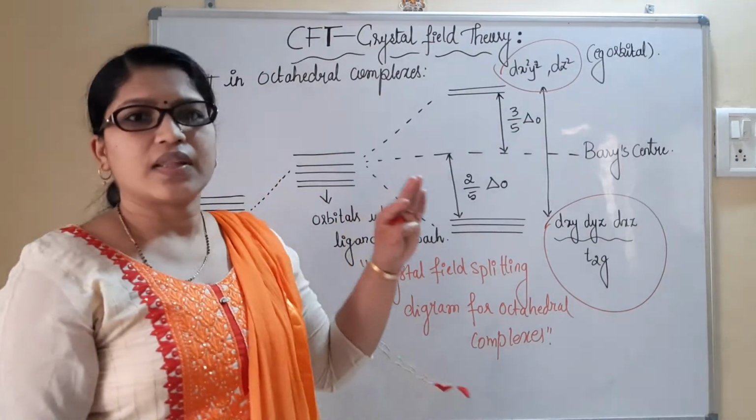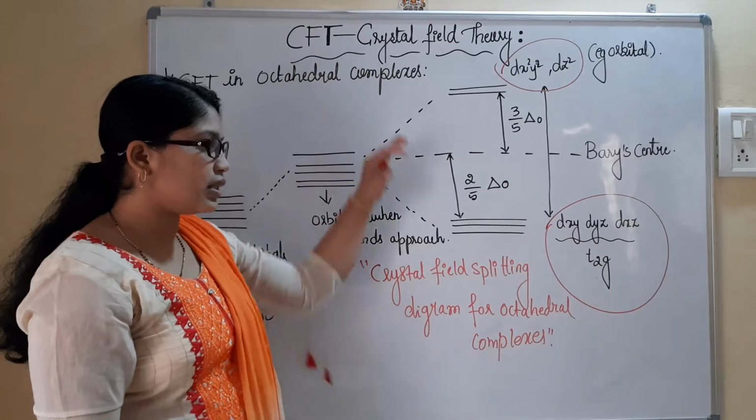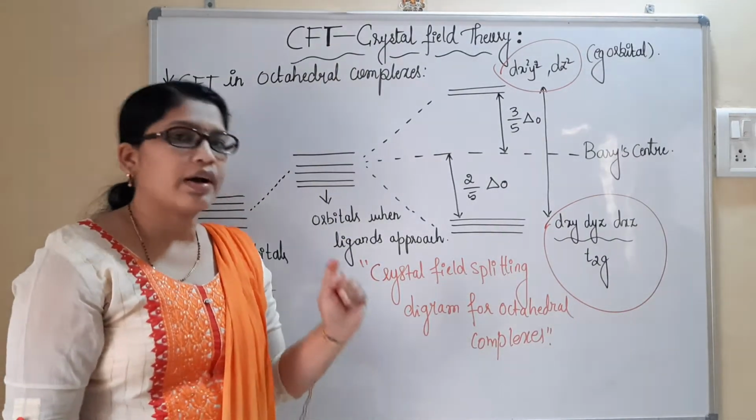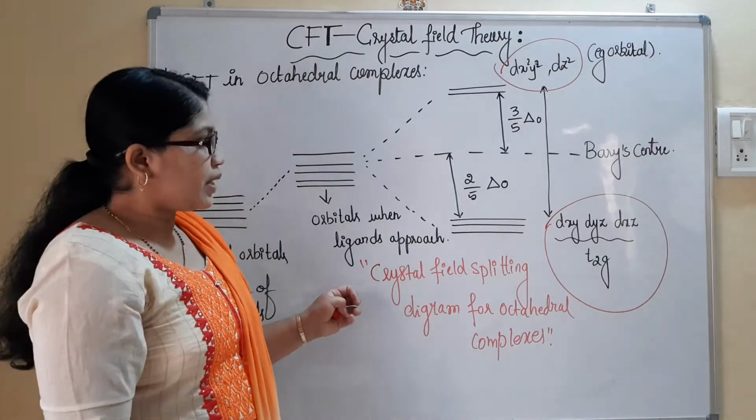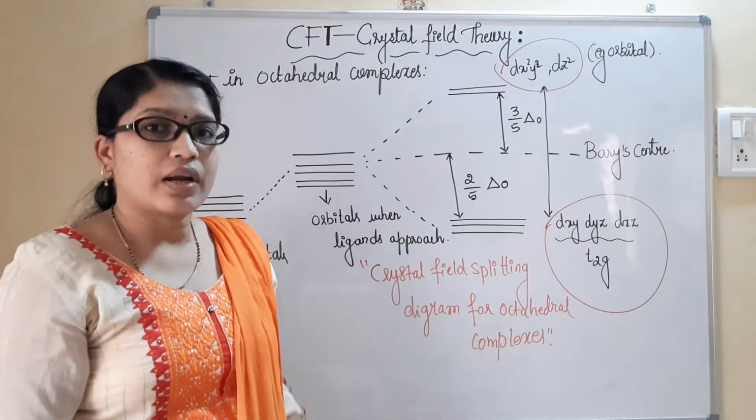Previous ಏನೇನು ಡಿಸ್ಕಸ್ ಮಾಡಿದ್ವಿ ಅದನ್ನು ಕೇಳಂಗಿಲ್ಲ. But in order to understand this splitting diagram, we need to have idea of the orbitals of central metal atom. So please do copy this. We'll move to tetrahedral complexes.